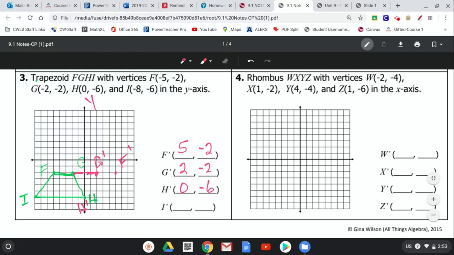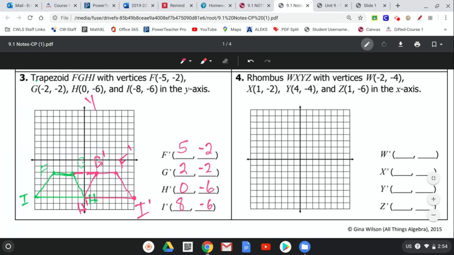And then for I prime, well, we got to count over. So if we count over 1, 2, 3, 4, 5, 6, 7, 8, so then we got to go 8 the other direction. That's going to give us I prime. So then we just connect these points, okay? So when we connect those points, this should be 8, -6.